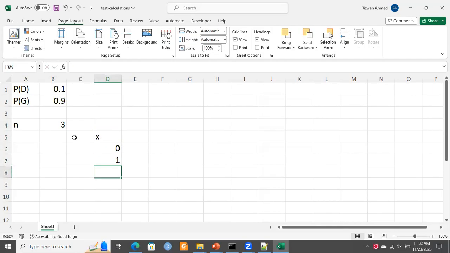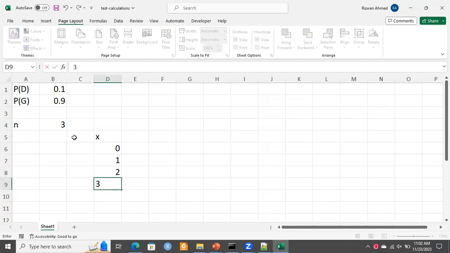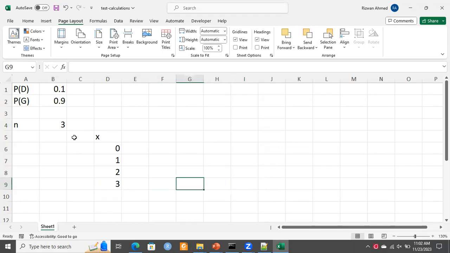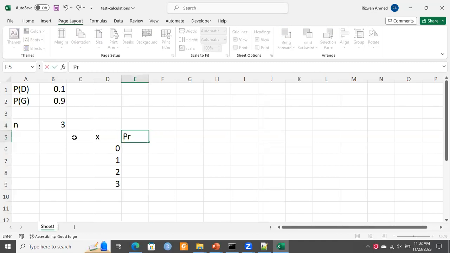0, 1, 2, and 3. It means the number of defectives in a set of 3. So there can be 0, 1, 2, and 3. And their probabilities, we will compute by formula. So this probability is the probability that x is equal to any of the values between 0 to 3. Okay. So now in our calculation, we require the factorials.